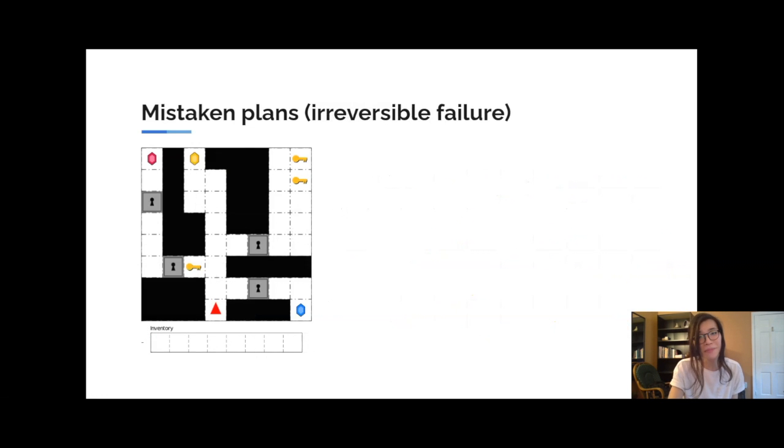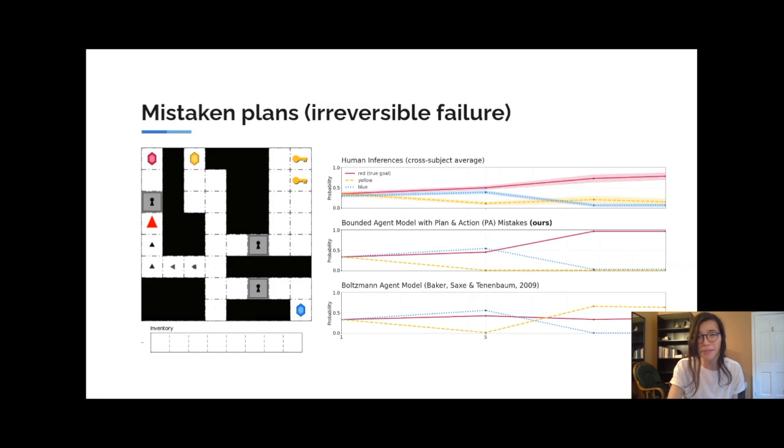Now let's consider a different kind of mistake. Take a second to figure out what the agent would have to do to reach each gem in this environment. Got it? Now watch what happens. So most people watching this would say that the agent was trying to reach the red gem, but got stuck because it didn't realize it needed two keys, not just one. Again, our model accounts for this inference because it allows for the possibility of myopic plans, unlike the Boltzmann agent model, which attributes all missteps to just action noise.